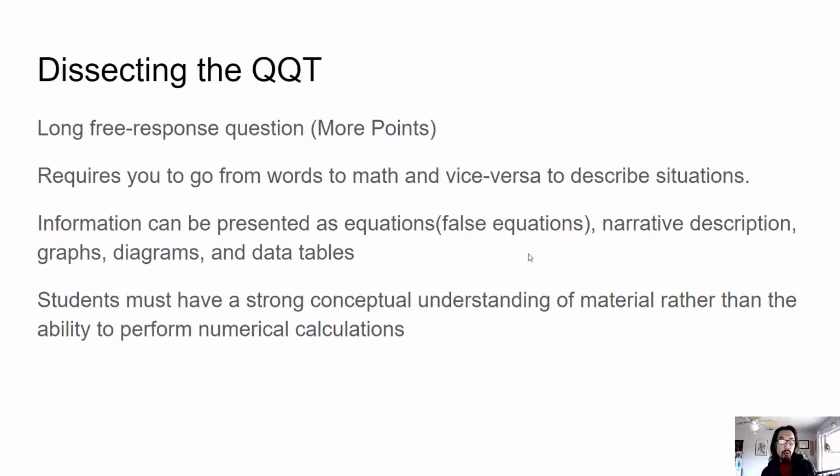So it's really important for you to understand this final point: if you have a strong conceptual understanding of the material, rather than just the ability to find the correct equation and solve for a missing variable, you'll probably do well with these QQT questions. And so hopefully, with you and your peers, you were able to discuss different kinds of problems and really go through and discuss the ideas that go behind physics.